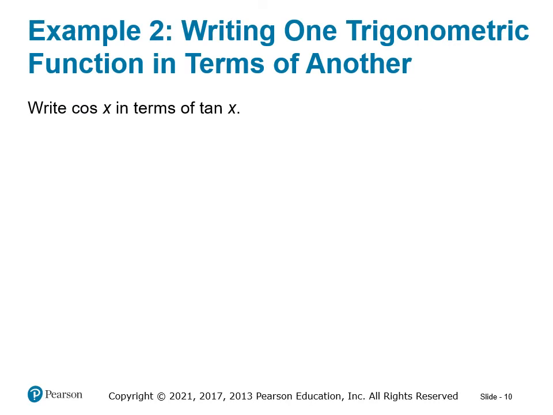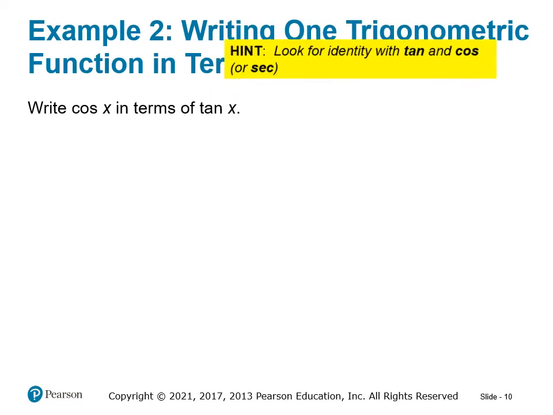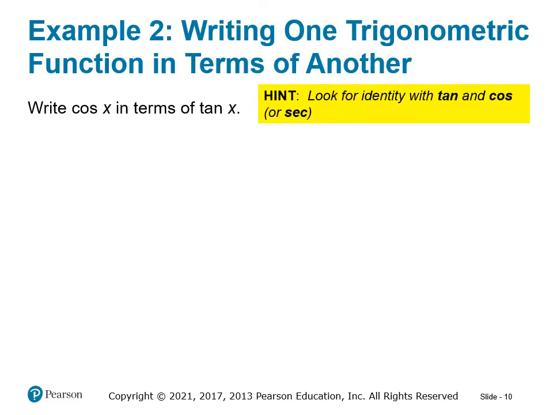Write cosine in terms of tangent x. Okay, this is an interesting problem. So again, we're going to try to find an identity with just tangent and cosine. But we can also think in terms of secant, which is the reciprocal of cosine. Because if we have the secant, we have the cosine.